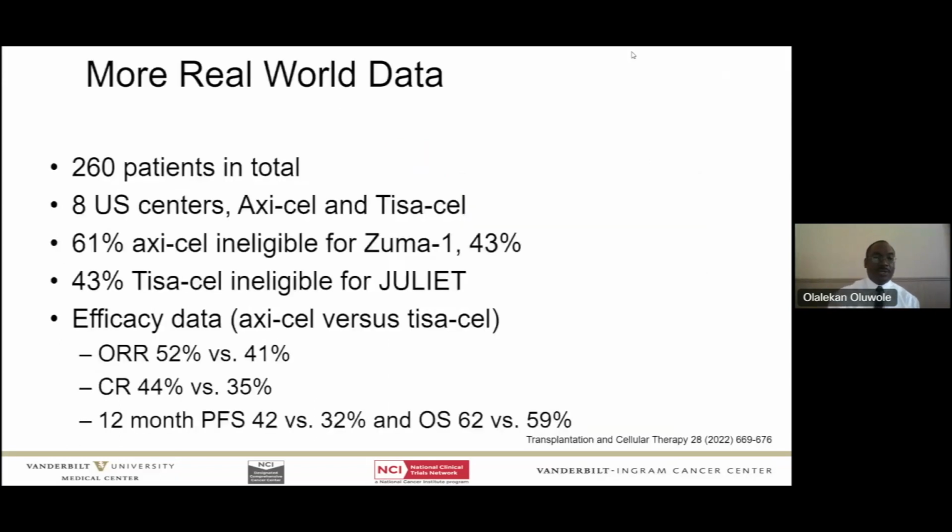So the second real world data, which resulted more recently, was 260 patients from 8 US centers. They were able to actually look at axi-cell and compare a little bit to T-cell. 61% of the patients would have been ineligible for Zuma 1, and 43%, which was weird. However, the efficacy seemed similar to what was observed in the registration studies.